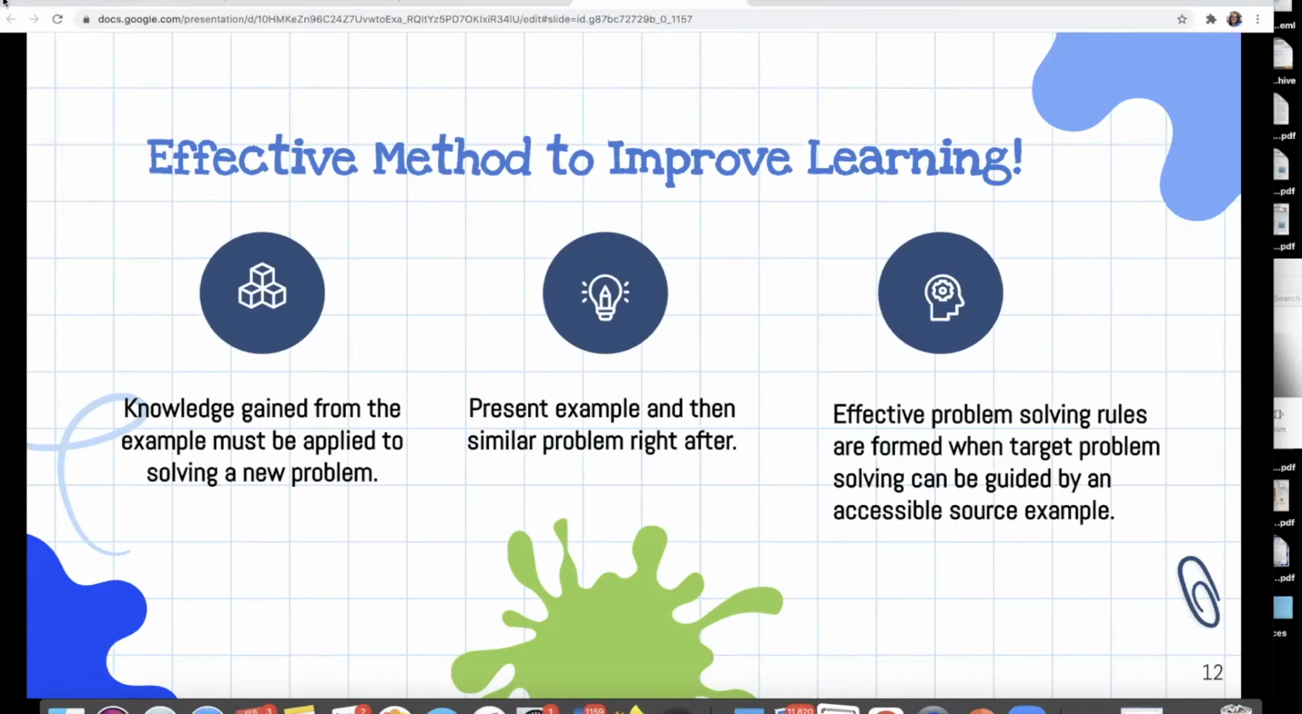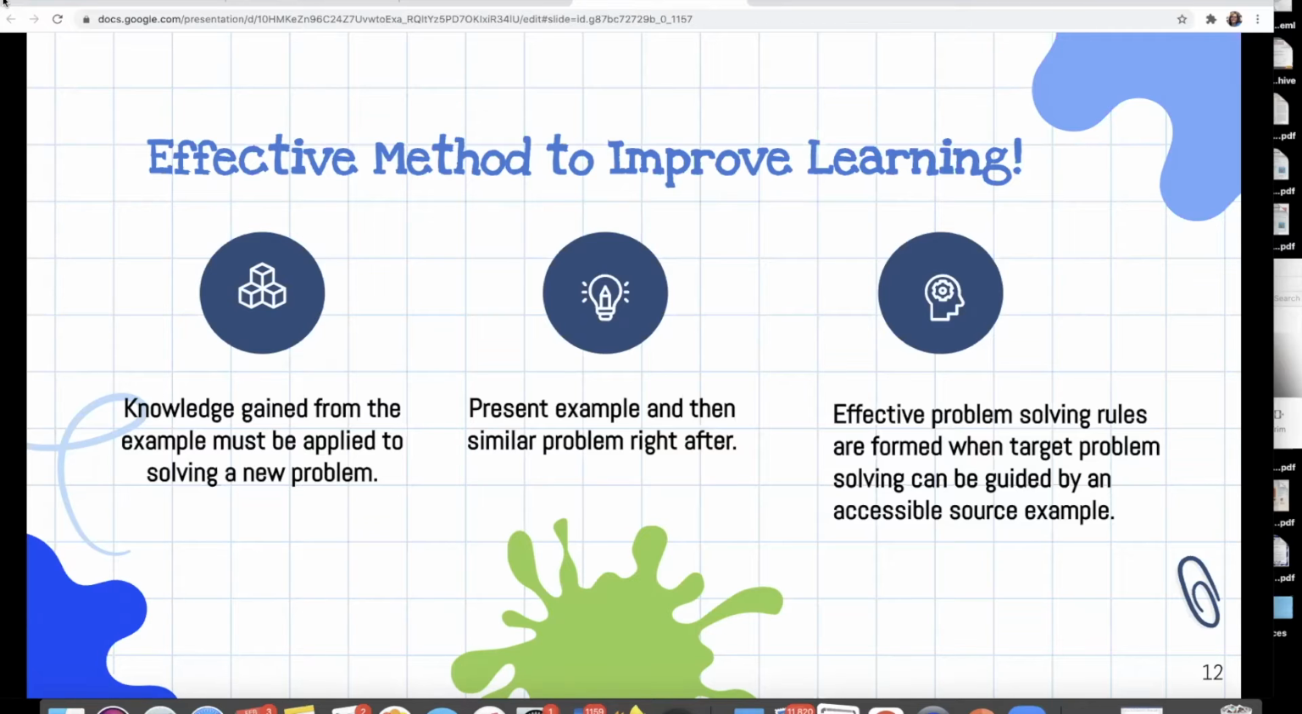So first of all, knowledge is gained from the example. It must be applied to solving a new problem, and that needs to come immediately. It's not show them a bunch of examples and then send them off to work. That's not what worked examples are. That's not how it works. You show the worked examples, and there are lots of probing questions that go along with it. And then they work a sample problem just like it. And then you present an example and then a similar problem right after. Sorry, I jumped ahead of myself. So that's the next step there.